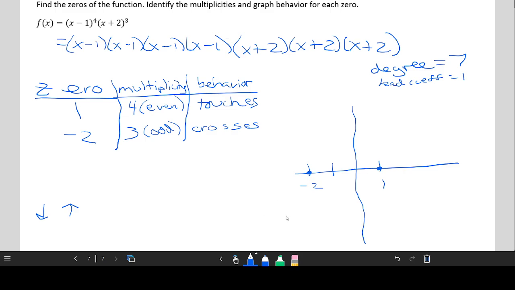And so now we can sketch a graph of this. We know the left end is going to be pointing down. It's going to come up to this x-intercept here, and it's going to cross the x-axis. And then at this x-intercept, it's going to touch, but then it's going to go back up because we know our right end is supposed to be pointing up. So at some point it's going to come down like this, touch, and then go back up, and then it's increasing to the right.